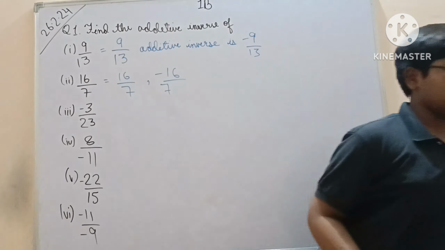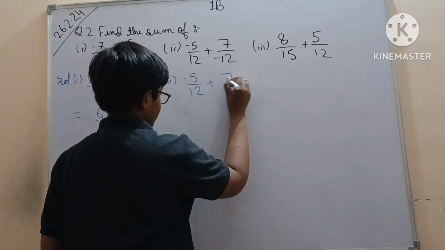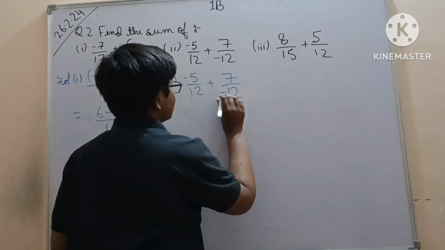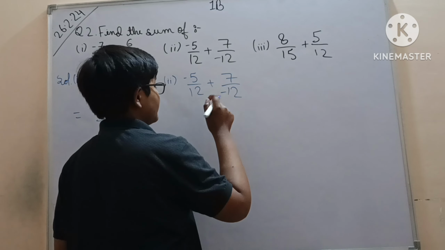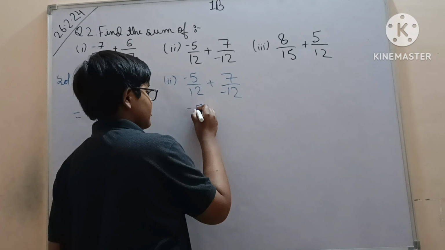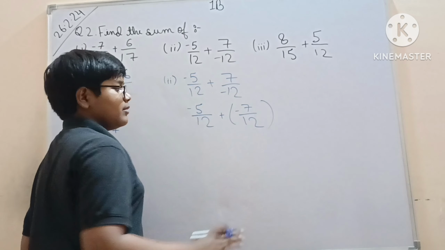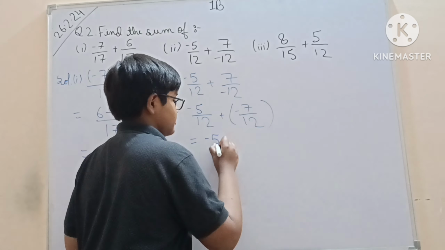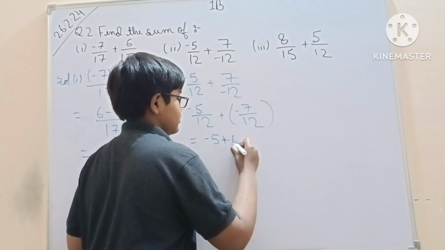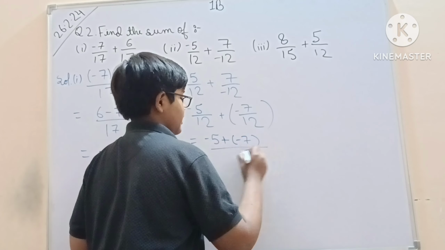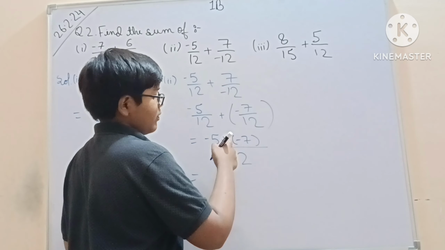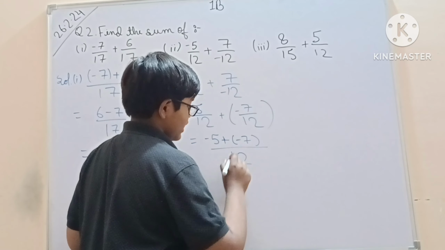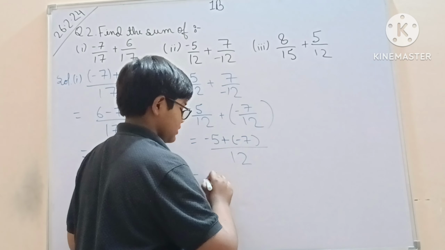minus 5 divided by 12 plus 7 divided by minus 12. So this minus would be transferred to the upper side. It will become minus 5 divided by 12 plus minus 7 divided by 12. Now as the denominators are the same, we will write like this: minus 5 plus minus 7 divided by 12. Now this bracket will be removed and plus minus is equal to minus.